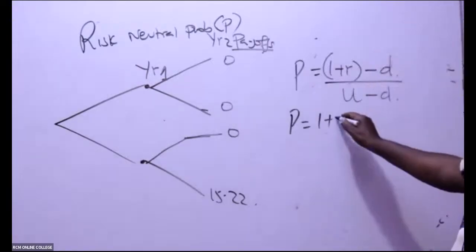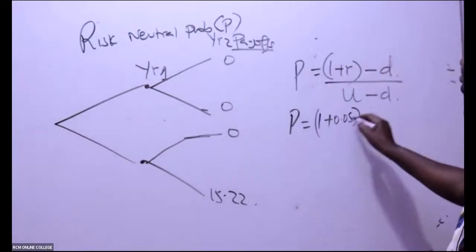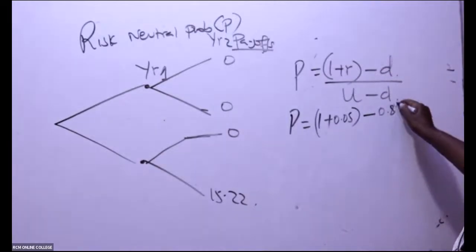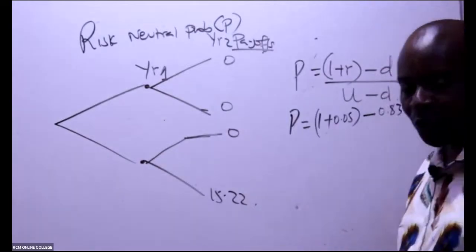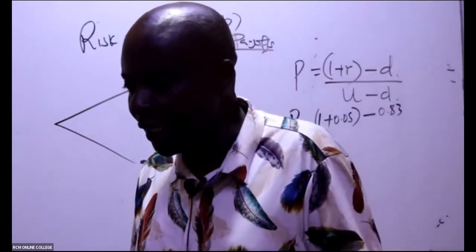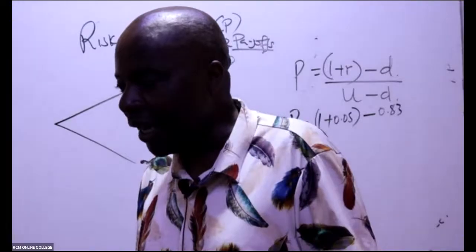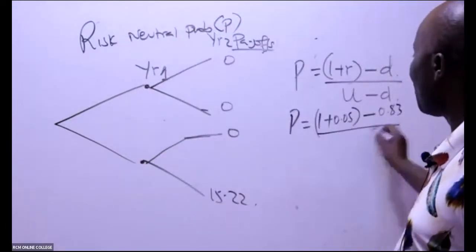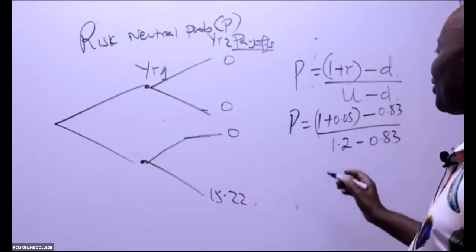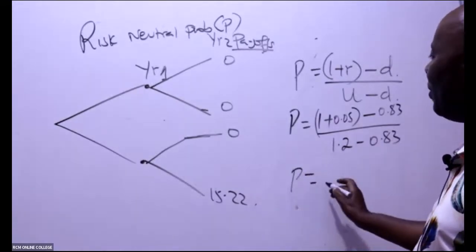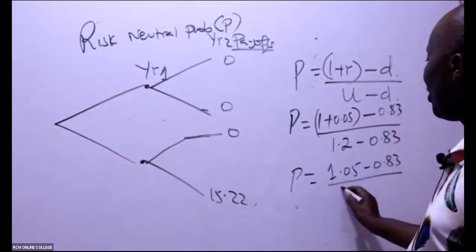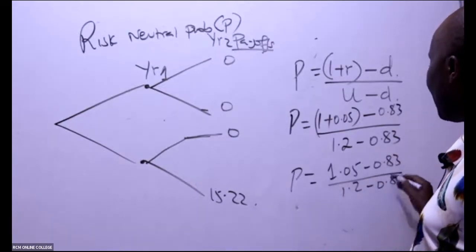5%, isn't it? So 0.05. Are you able to remember the downstroke? Downstroke was 0.83. And the up was 1.2 minus this down, 0.83. So this risk-neutral probability will be 1.05 minus 0.83, all over 1.2 minus 0.83.